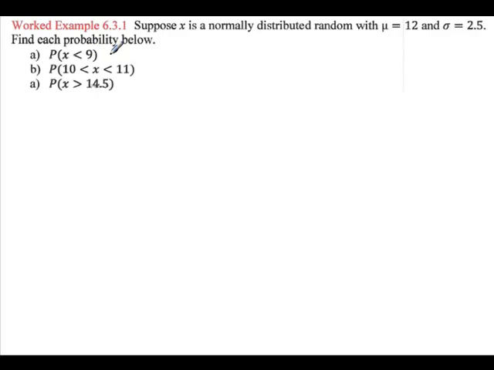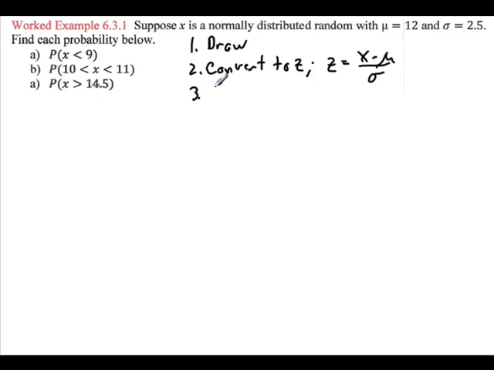What we're going to do is incorporate a few things from the last section. First, we always begin by drawing. Second, we convert x values into z values. And we had a formula for that in the last section. We used the formula z equals x minus mu over standard deviation. After we do that, we can look up our probability using the z table.